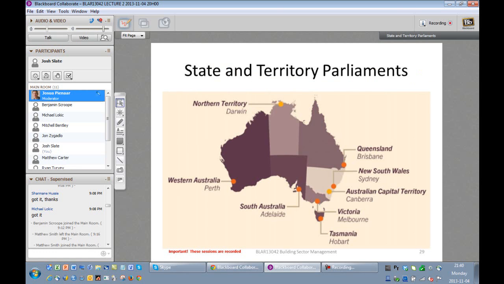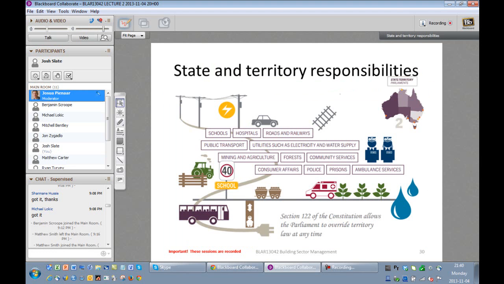Hopefully you guys should know where the capital cities are. I've tried to keep the color coding more or less the same. If we look at the responsibilities for each of these state and territory responsibilities, we're starting to see that we have to go down into schools, public transport. So that would be Queensland Rail or the New South Wales Transport Department, roads, utilities, electricity. Each of the states has their own responsibility in terms of supplying those utilities. And then, of course, the state police.